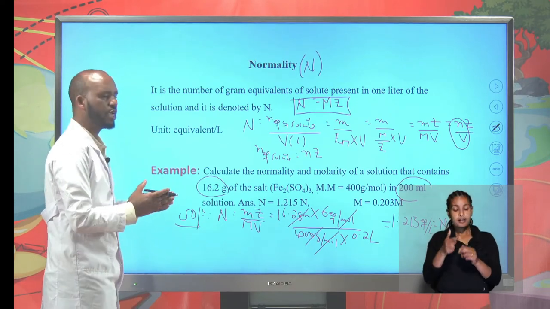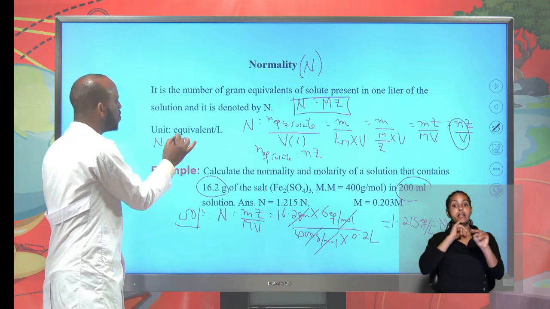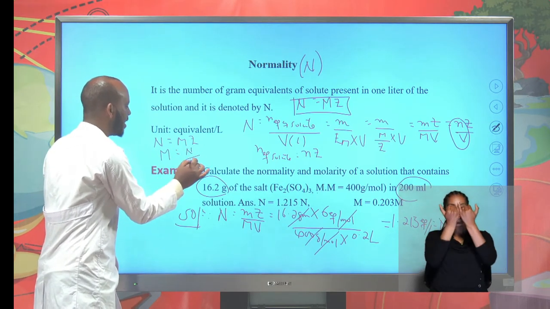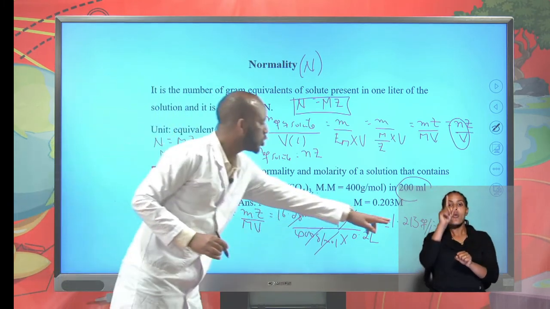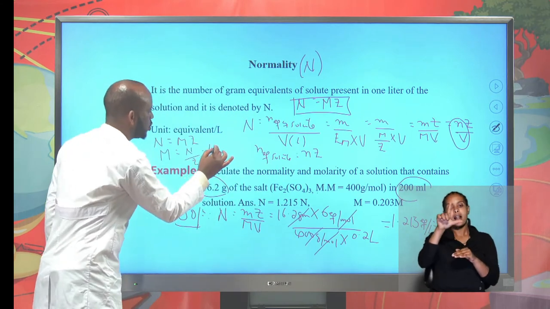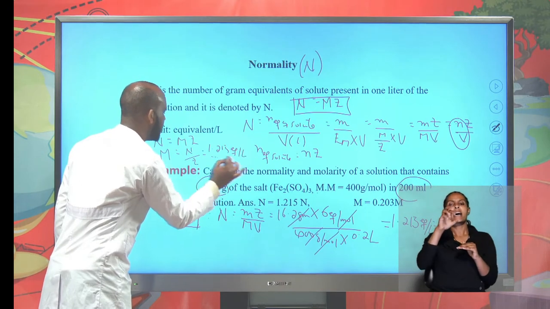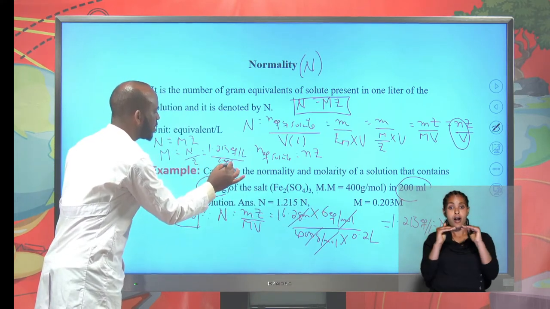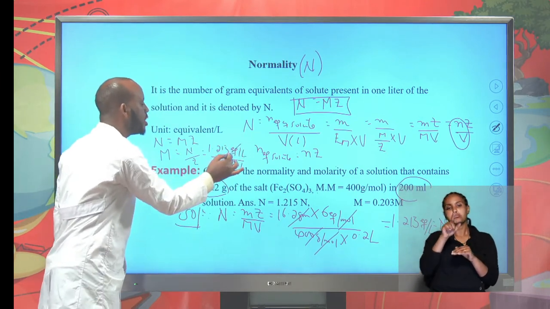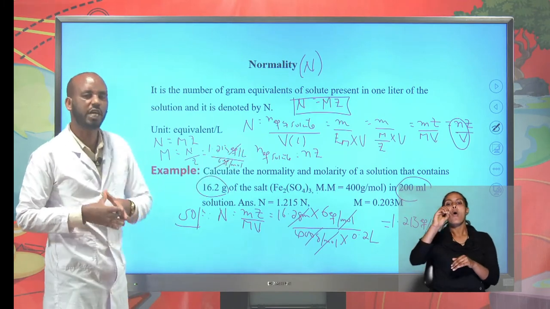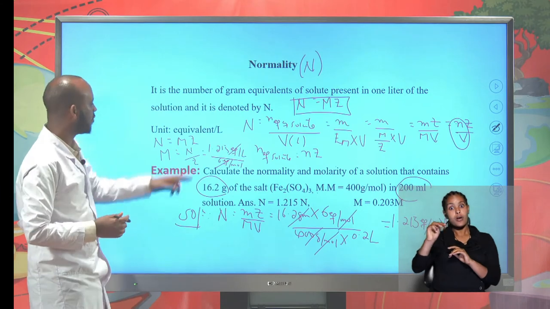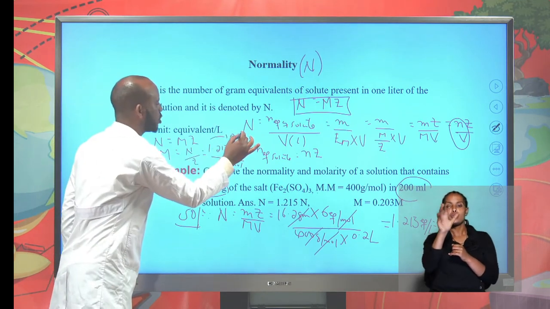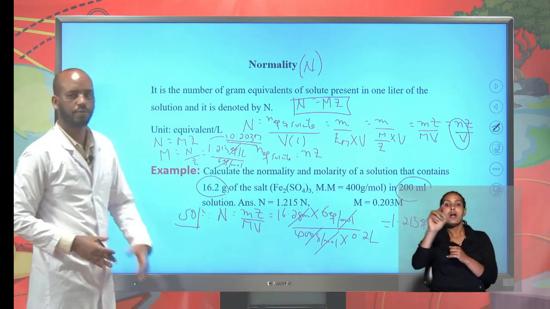What is the molarity of this solution? As we said, the relation between normality and molarity is: normality equals molarity times Z. From this, molarity of the solution equals normality divided by Z. Normality of the solution is 1.215 equivalent per liter, divided by Z, the total positive valence, which is 6 equivalent per mole. Equivalent will be cancelled by equivalent. We are left with mole per liter, which is the unit of molarity, molar. Therefore, 1.215 divided by 6 is 0.203 molar, the molarity of this solution.